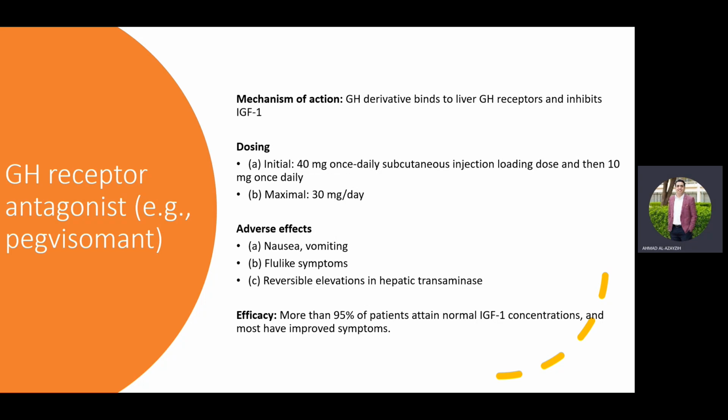Normalization of IGF-1 is considered very good, excellent actually. Up to 95% of patients attain normal IGF-1 concentration, and the majority, more than 95%, get improved in their symptoms. So when it comes to which is better compared to the others, we consider this drug, pegvisomant, the best among them.